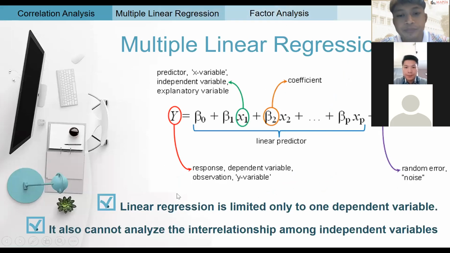So everyone, multiple linear regression is limited only to one dependent variable, and second, it cannot analyze the interrelationship among independent variables. You cannot see whether this one can affect this one. So we don't know using multiple linear regression. You only can use one mathematical equation. Okay, so understand this philosophy first.